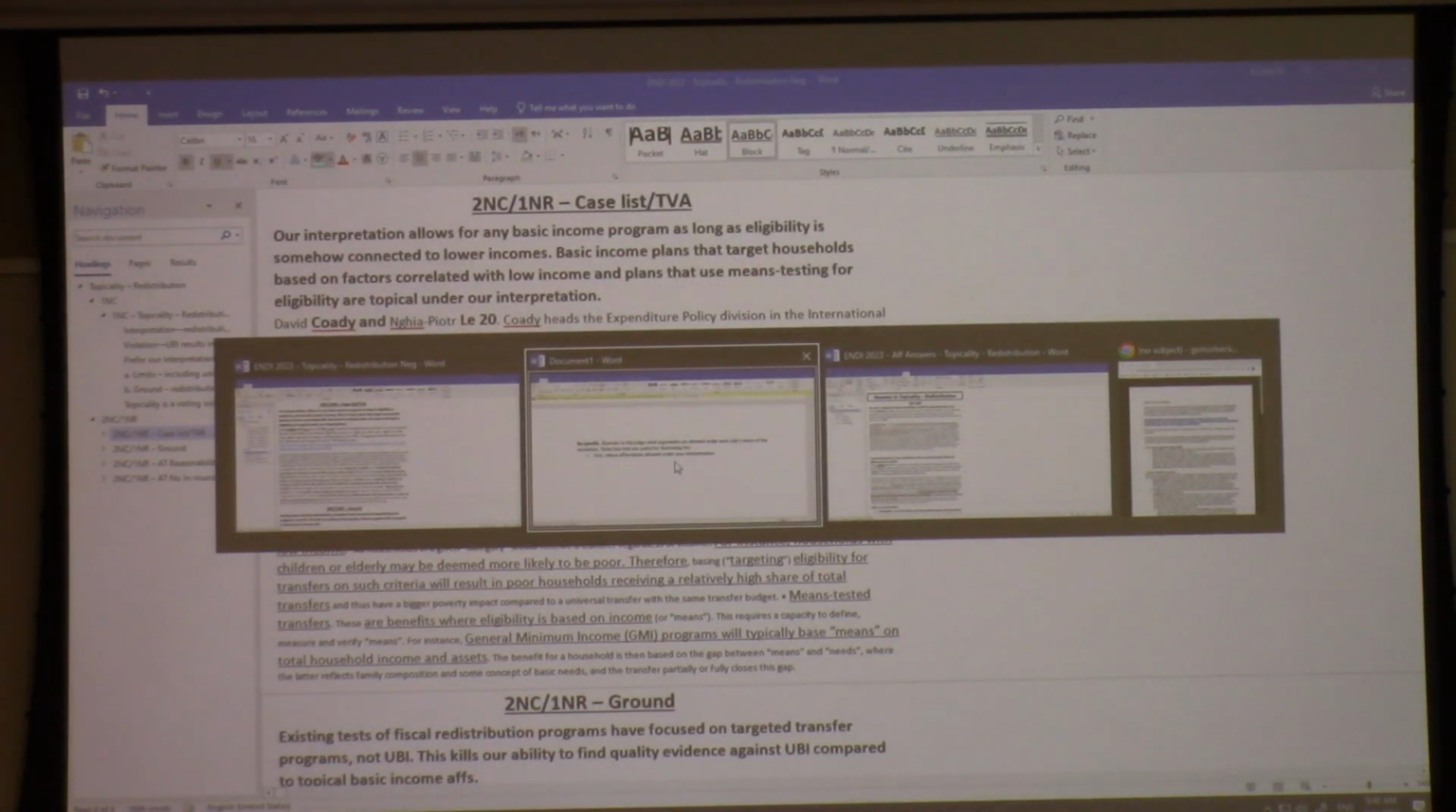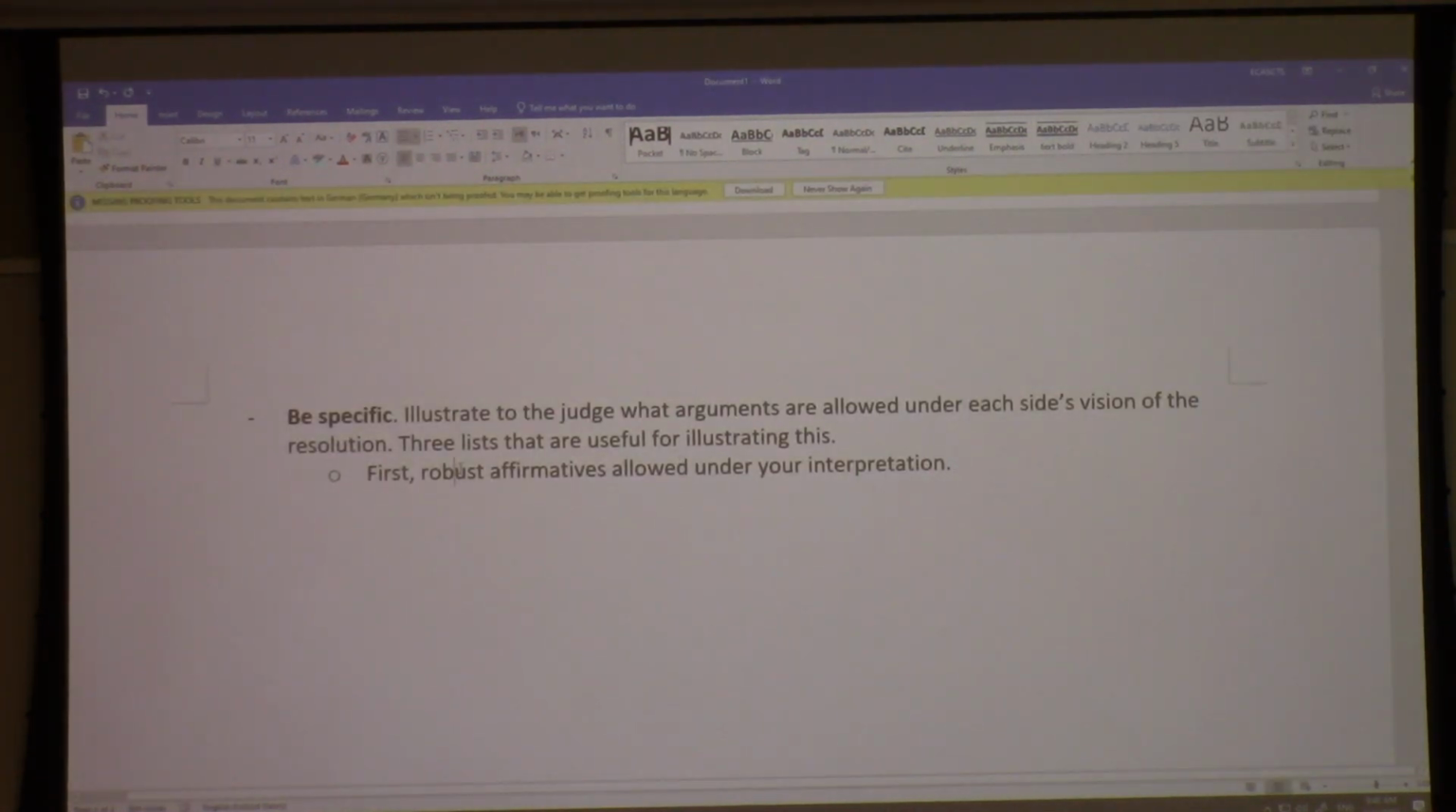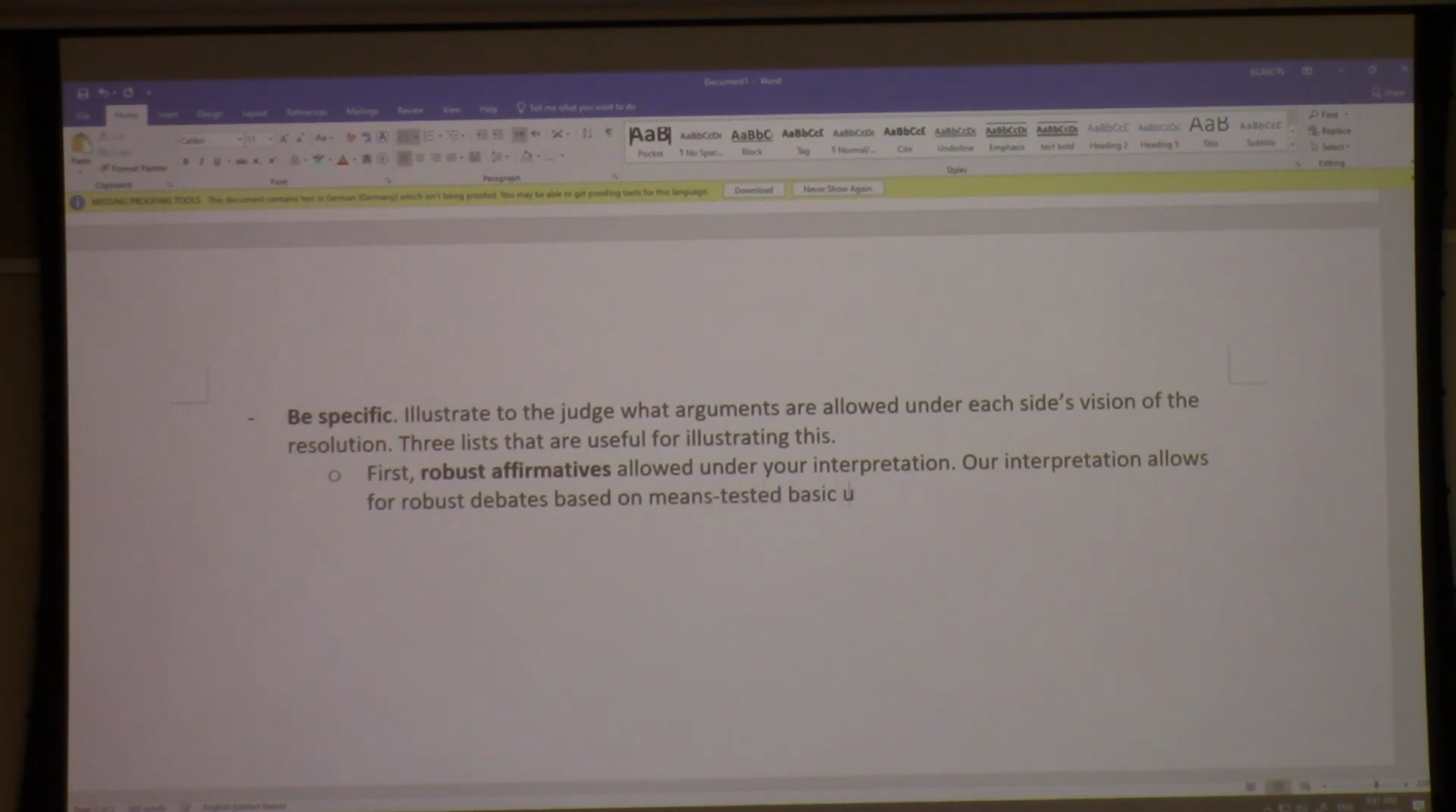So you want to talk about what debates would look like under this interpretation of the resolution. So to give an example based on our specific violation, our interpretation allows for robust debates based on means tested basic income affirmatives targeted towards lower income people.